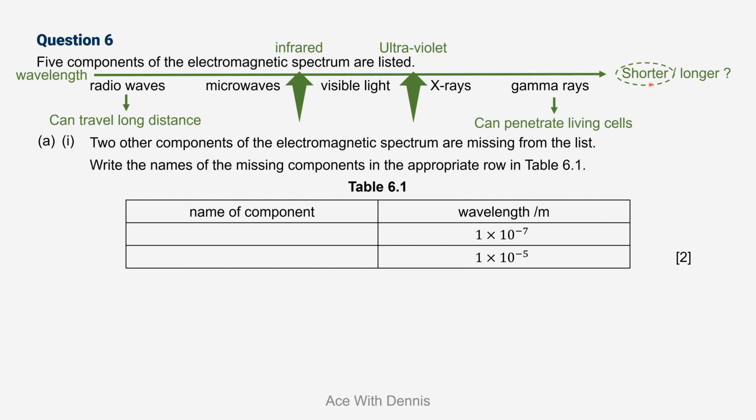We need a long wavelength so that the component can travel a longer distance. And we need to penetrate very, very small objects, maybe like small living cells, so this component needs to have a very, very short wavelength. From here we know that infrared has a longer wavelength than ultraviolet. So this is shorter, this is longer, then this component will be ultraviolet and this component will be infrared.